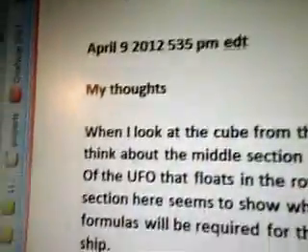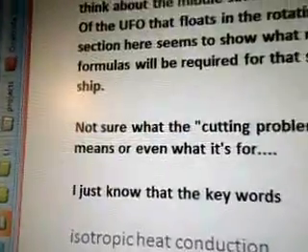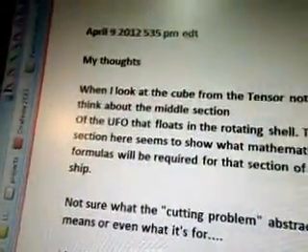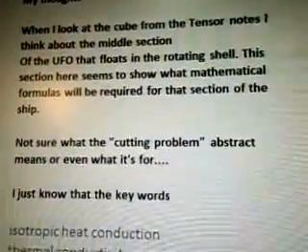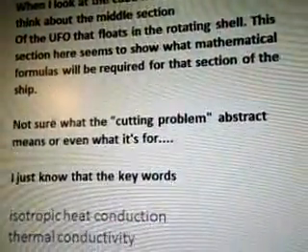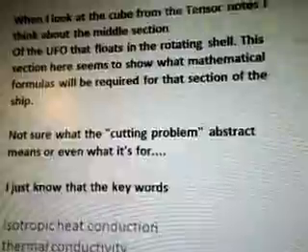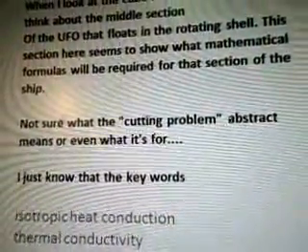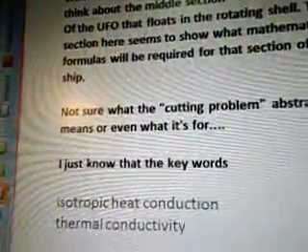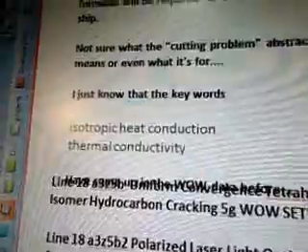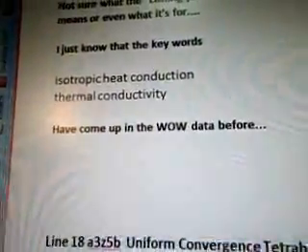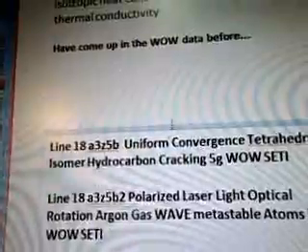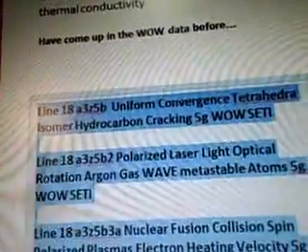Okay, so April 9, 2012, my thoughts. When I look at the cube from the tensor notes, I think about the middle section of the UFO, the part that floats in the rotating shell. This section here seems to show what mathematical formulas will be required for that section of the ship. Not sure what the cutting problem abstract means or even what it's for. And just know that the keywords isotropic heat conduction, thermal conductivity have come up in the WOW data before.